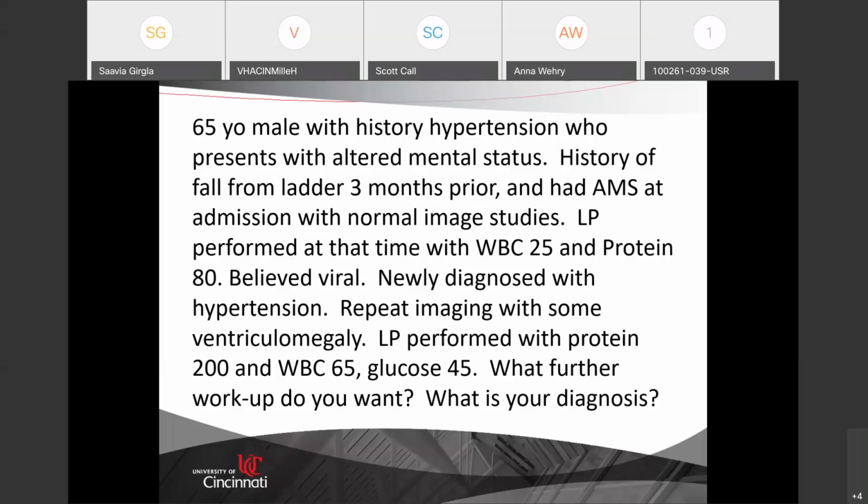Do you guys want anything else on the workup? What are your thoughts on the differential?